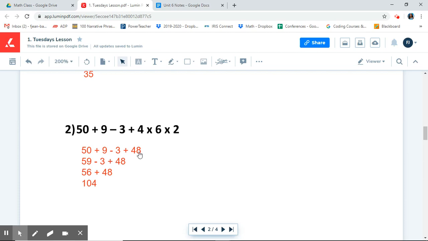The only operations we have left are addition and subtraction, so we're going to solve from left to right. 50 plus 9 is 59. Rewrite our expression. 59 minus 3 is 56. Rewrite our expression again. 56 plus 48 is 104.